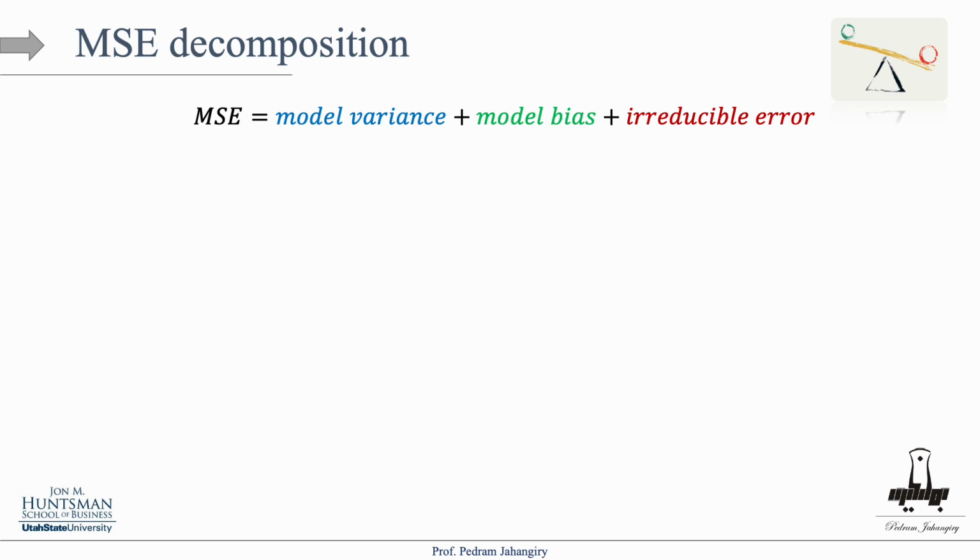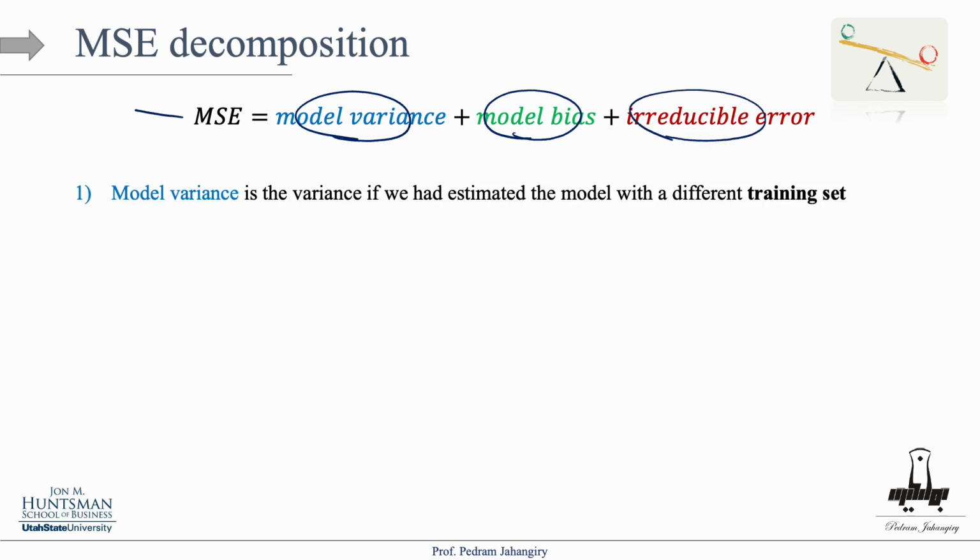Okay, now let's see how we can quantify the bias-variance trade-off by looking at the MSE decomposition. We can mathematically show, and this is what I'm going to show you in the next slide, that the mean squared error consists of three parts: model variance, model bias, and an irreducible part. As we talked about in the last slide, model variance is the variance if we had estimated the model with a different training set, or basically a different data set.